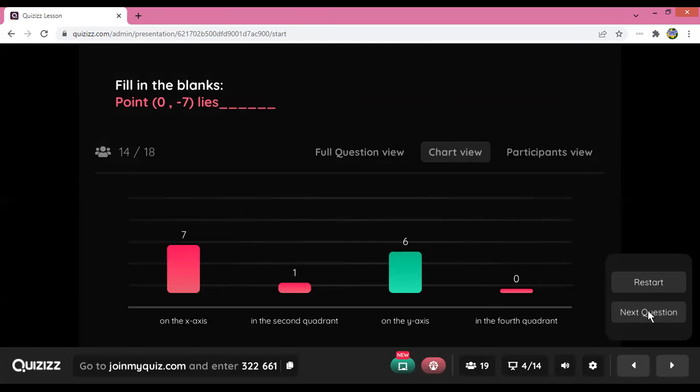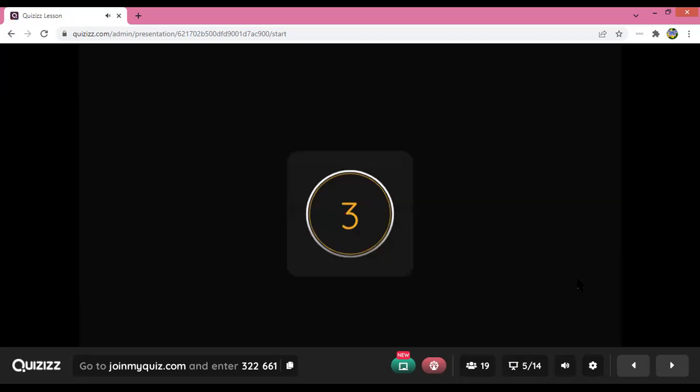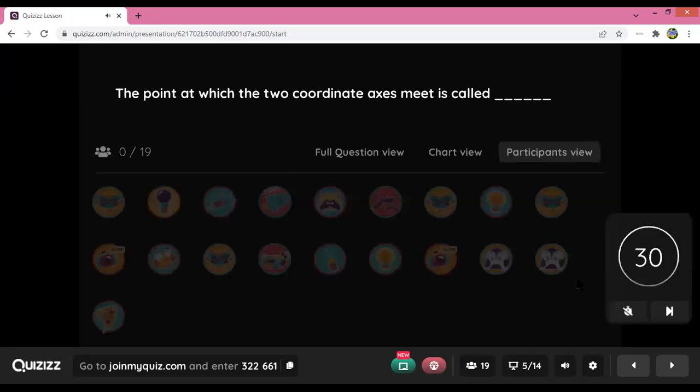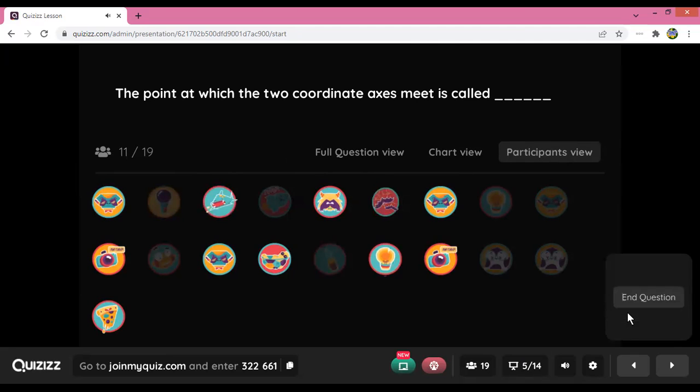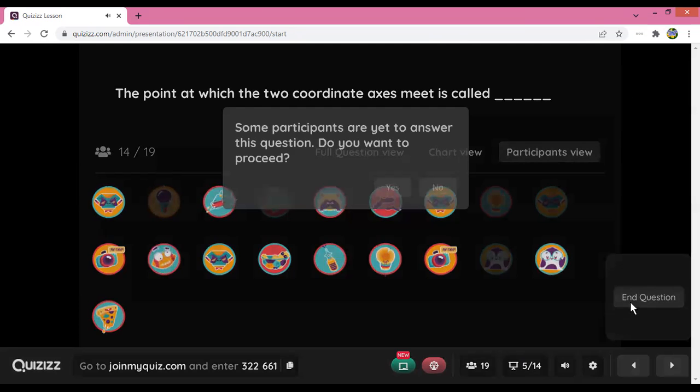Let's look at the next question. The point at which the two coordinate axes meet is called what? The x-axis and the y-axis meet at what point? I'll give you 5 more seconds, and let's see how many of you got it right.